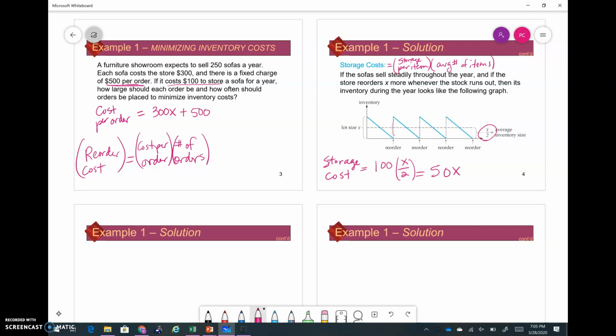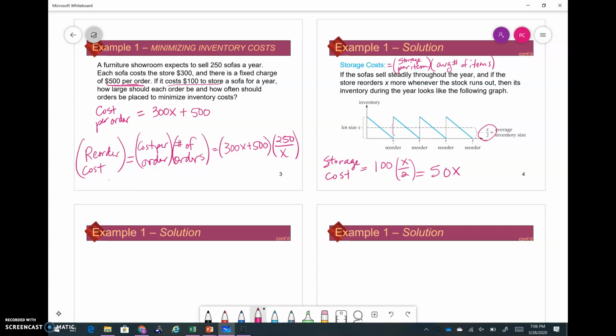Well, the cost per order is our 300x plus 500. And your reorder number is going to be 250, the total number they expect to sell per year, divided by however many they put in each order. So that reorder cost is the 300x plus 500 times 250 over x. And you can simplify that right now or leave it just like it looks.